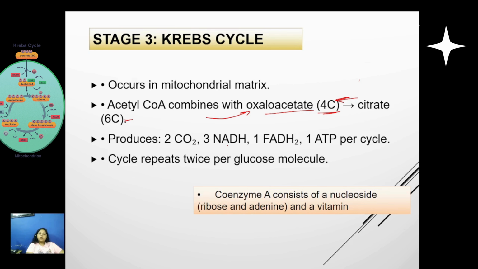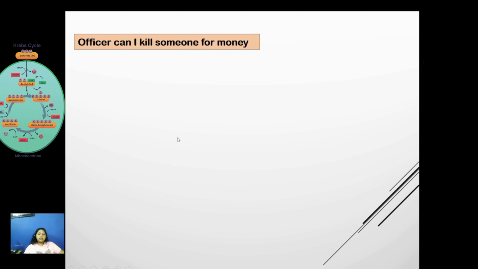So there will be 2 carbons removed in the form of 2 carbon dioxide. There is a production of 3 NADH, 1 FADH2 and 1 ATP per cycle. There are 2 cycles, because glycolysis produces 2 pyruvate, so the cycle repeats twice per glucose. We have learned this already. Let's go into the detail of this Krebs cycle.